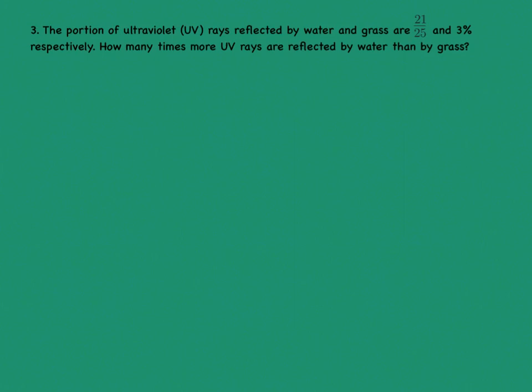Let's look at our next example. The portion of ultraviolet (UV) rays reflected by water and grass are 21/25 and 3% respectively. How many times more UV rays are reflected by water than by grass? To solve this problem, we will first write 21/25 and 3% as decimals.